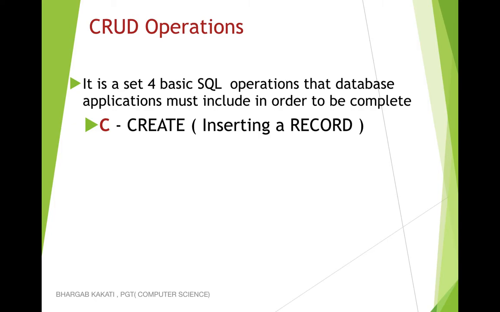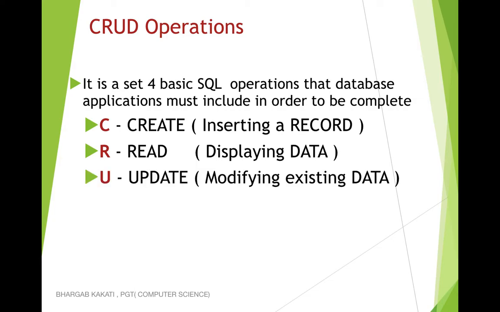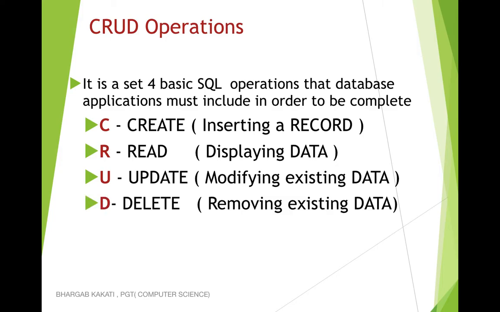So C stands for create. Create means inserting a record into an already existing table. Next is R. R stands for read. With the help of this operation, we will be displaying the data which is stored in a particular table. Next is update. Update means modifying existing data in a table. And the final one is delete. Delete means removing existing data from a particular relation or table.